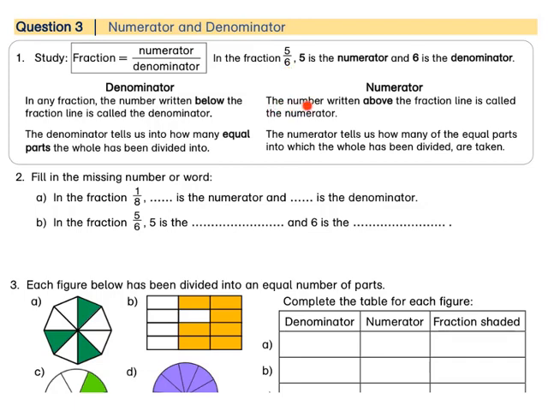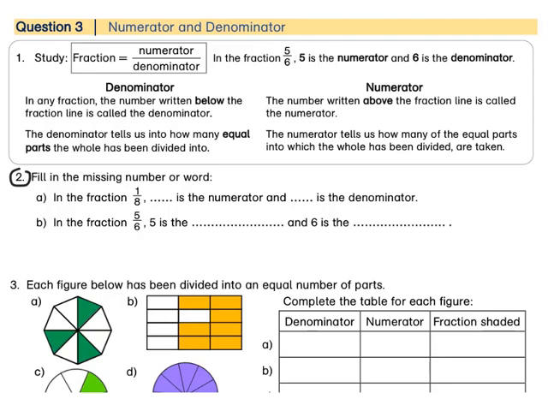Now, the number written above the fraction line is called the numerator. The numerator tells us how many of the equal parts into which the whole has been divided are taken. Now, for our example, we're working with sixths. Our numerator is 5. That means that 5 of the equal parts, or 5 of the sixths, have been taken. That is what the numerator means. Press pause to complete question 2 by yourself now.